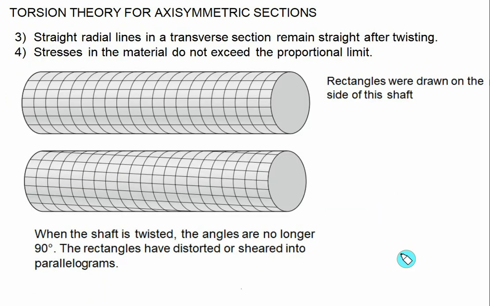The third assumption is that the straight radial lines in a transverse section remain straight after twisting also. These are the straight lines before twisting. These are also straight lines after twisting, but they are slightly rotated by a certain angle depending upon the value of the shear strain. The fourth assumption is that the shear stress developed in the material does not exceed the proportional limit.